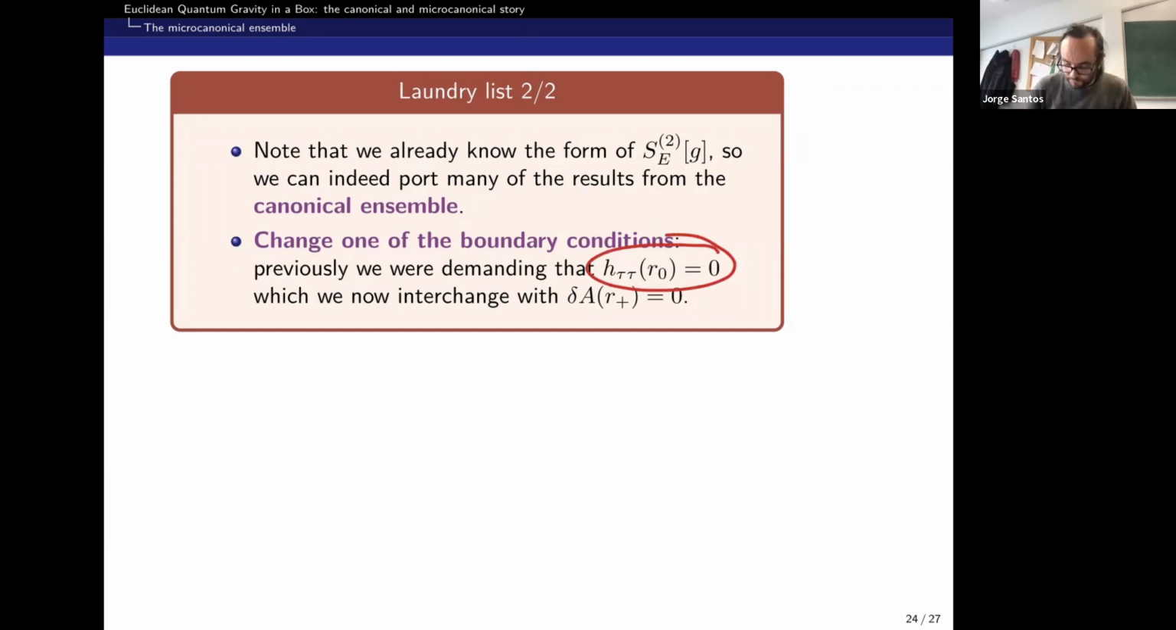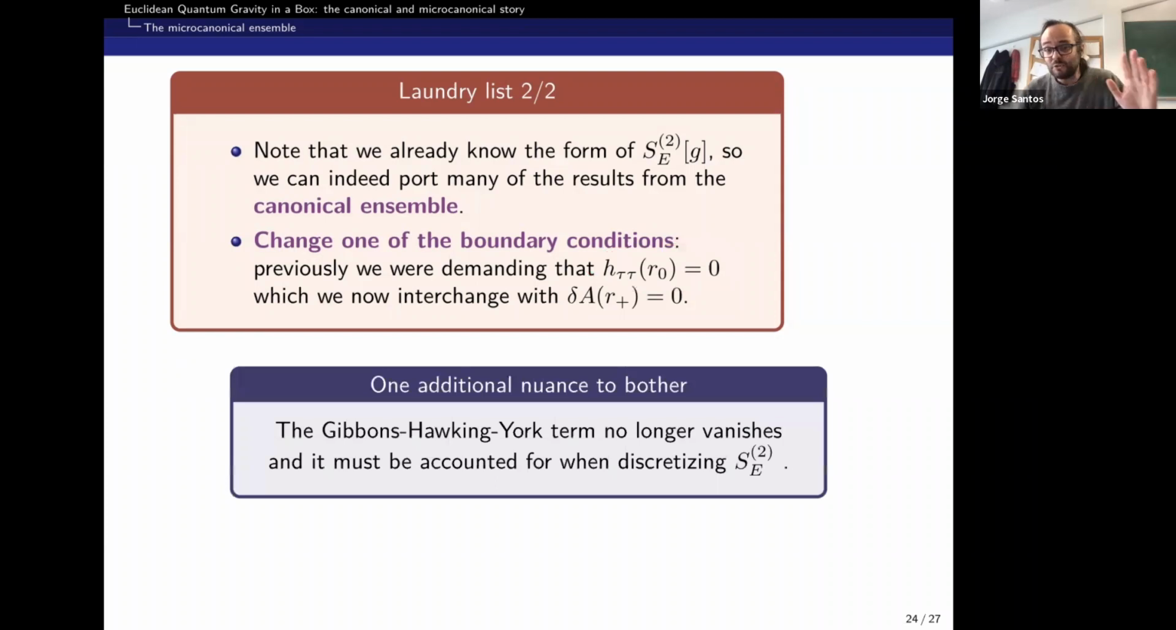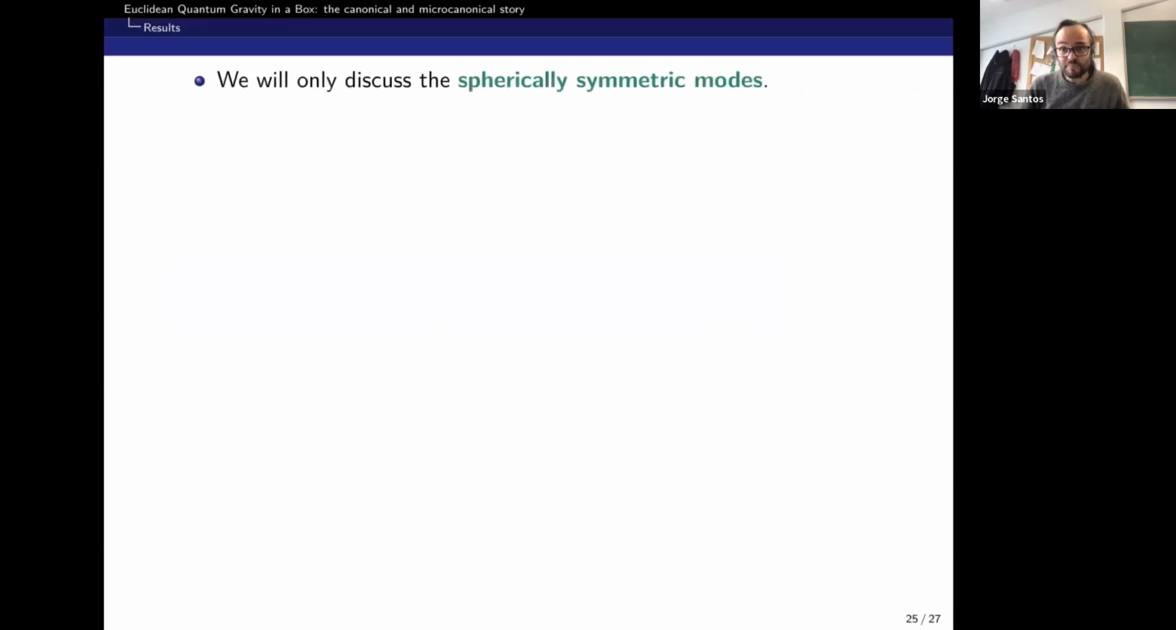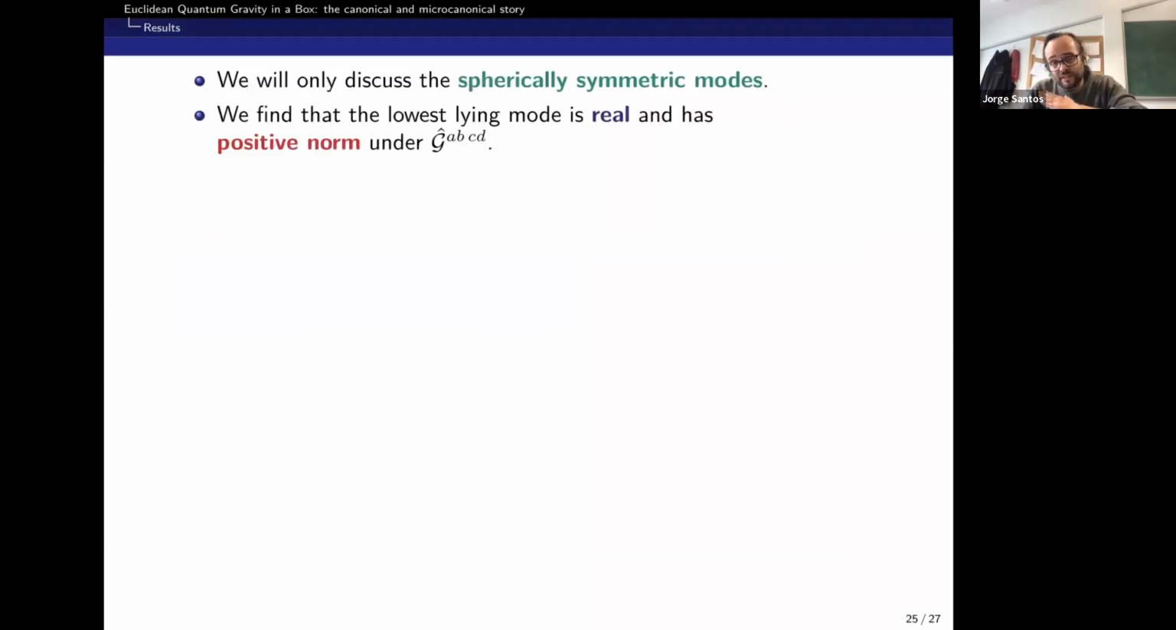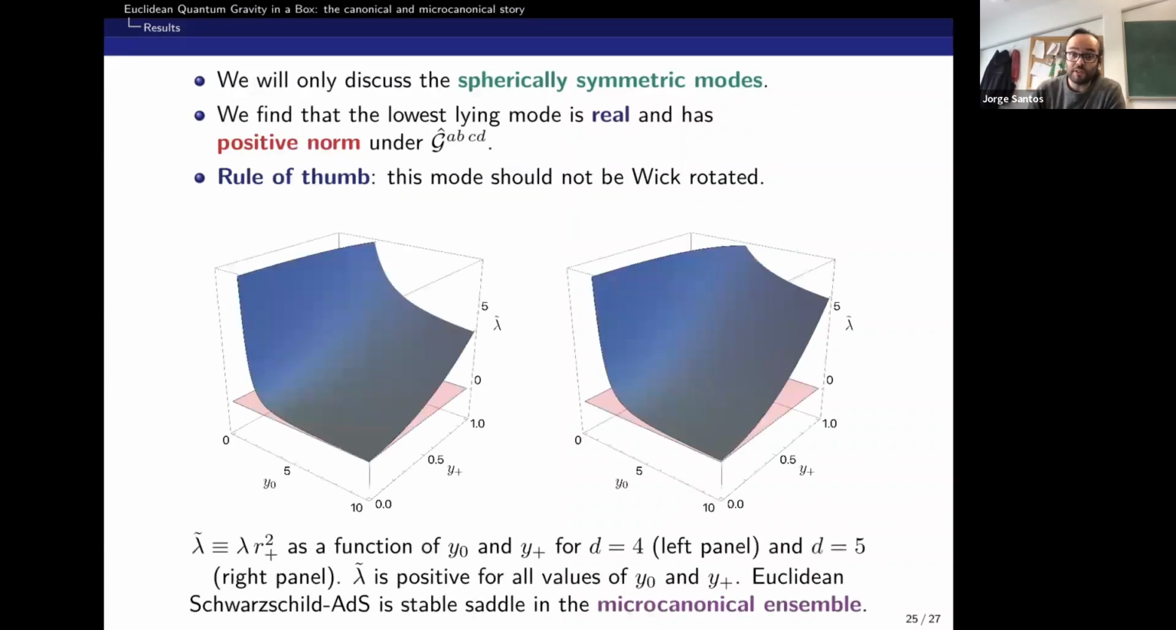Okay, at the bolt. There is another nuance to bother with, which I think is one of the best nuances of the work. The Gibbons-Hawking-York term no longer vanishes. So you have to include it in the second order action. It's fun. We can do it. What are the results? Well, this is brand new. Again, we only discuss spherically symmetric modes. The lowest lying mode has a positive norm under G. So we should not be rotated. And look, it's positive. So in the microcanonical ensemble, Schwarzschild AdS is stable, as it should be.